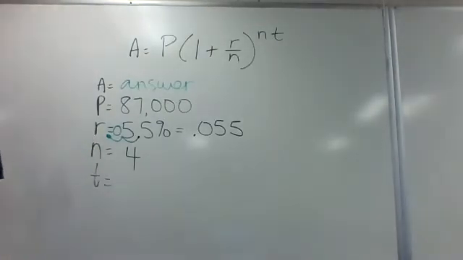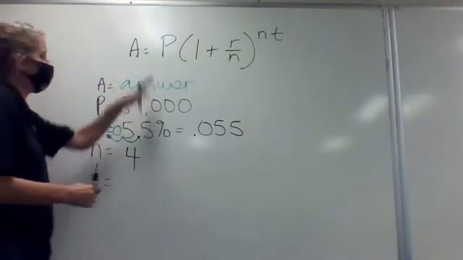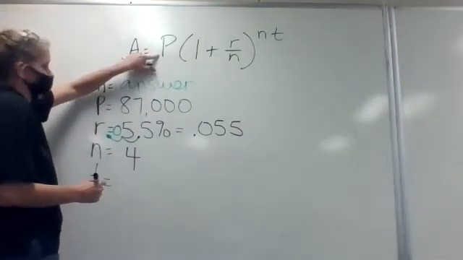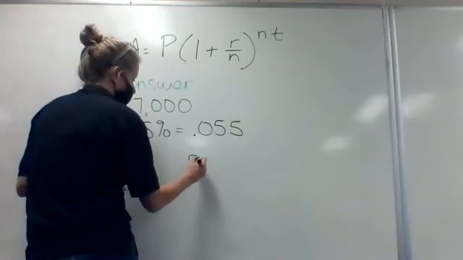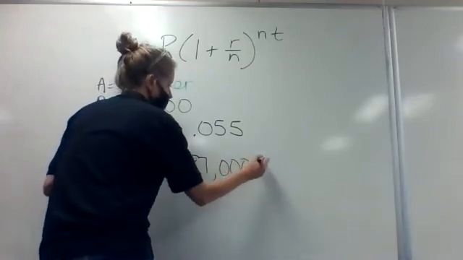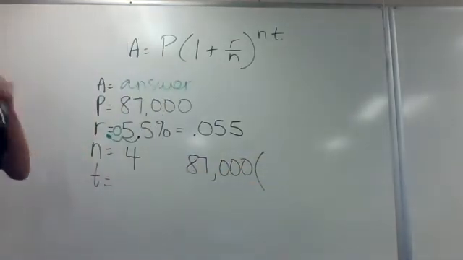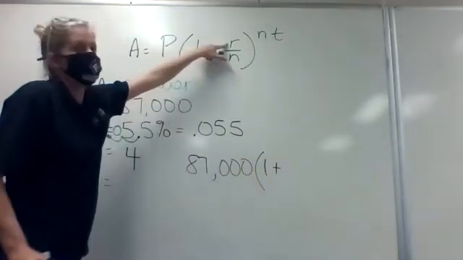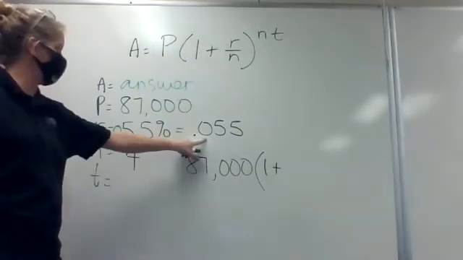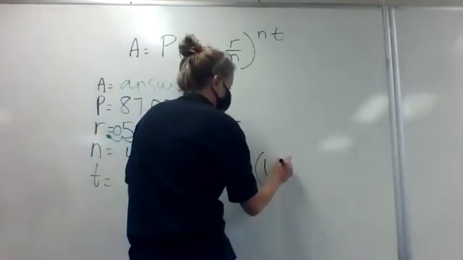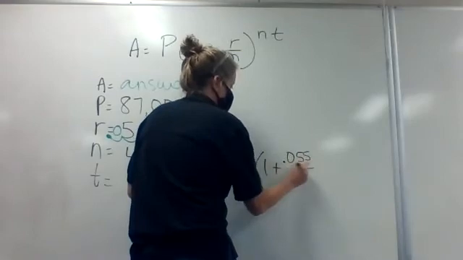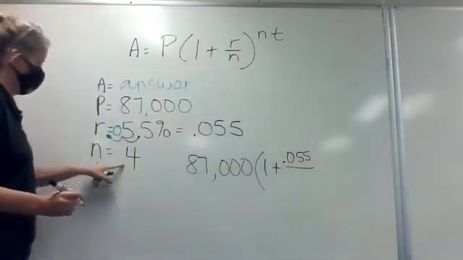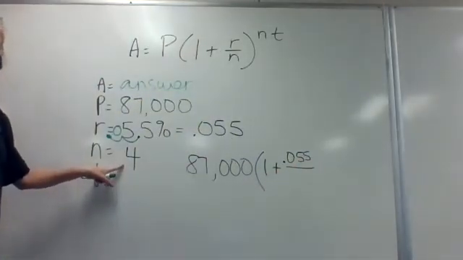Okay, so the first part of this problem just wants you to come up with what would the formula be. So let's put in what I know. So let's see, instead of this P, I'll put 87,000. Open parentheses, 1 plus my rate in decimal form is 0.055 over my n is 4.